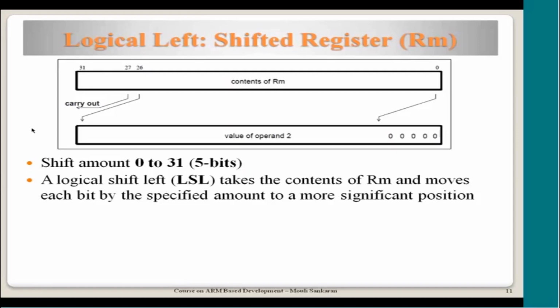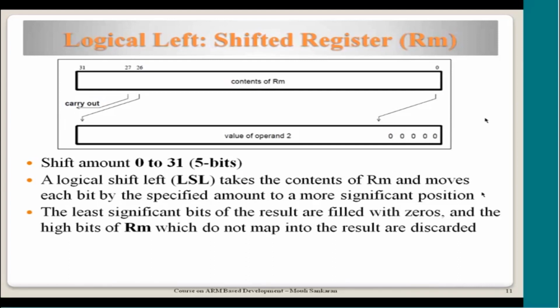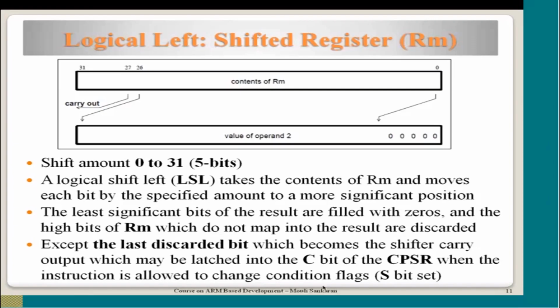That means if you have mentioned a S in your instruction along with this logical shift operation, then the last bit which has come out of the shifting may sit in the carry flag. The least significant bits of the results are filled with 0. You can see this, and then whatever bits go out do not map to the result are discarded, and the last discarded bit which becomes the shifter carry output which may be latched onto the C bit.